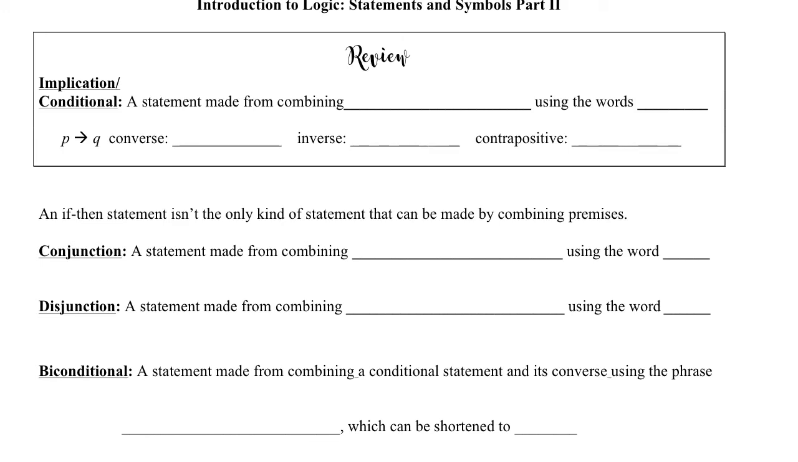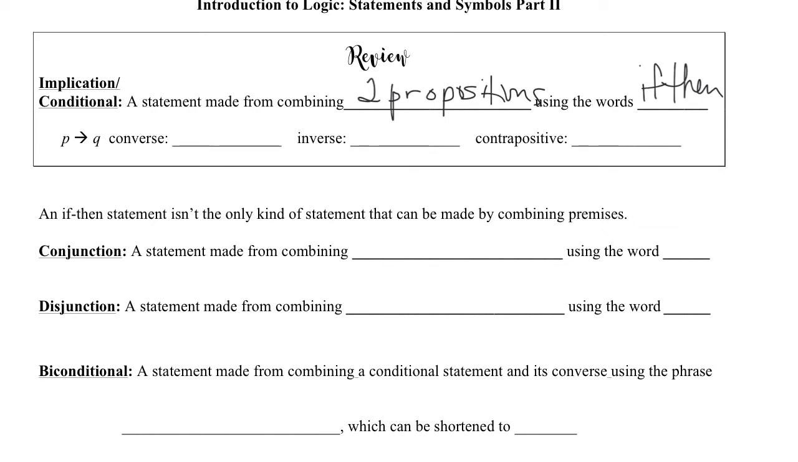Hi everyone. Today we are going to learn about a few more different types of statements and the symbols that go with them. Let's start by reviewing what we did last time. So an implication or a conditional statement is a statement made from combining two propositions. Those are just those really tiny statements, something like the unicorn is pink, or the sky is blue, or Jack's hair is brown.